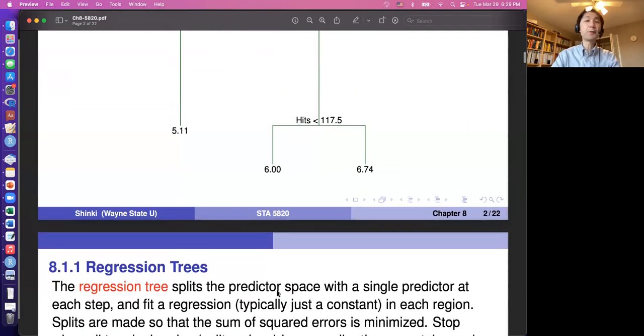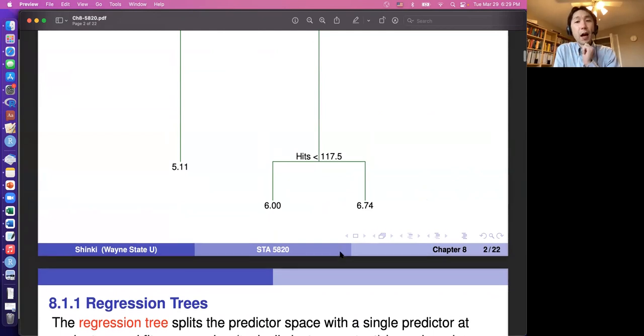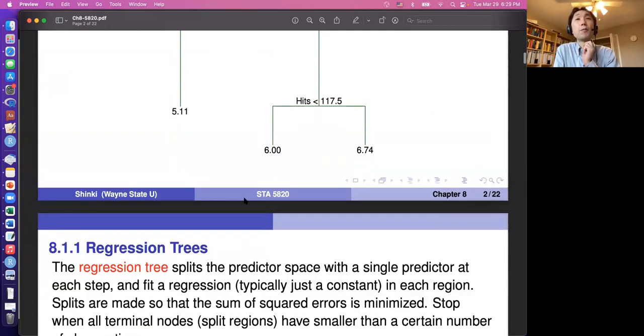So it's very intuitive, right? The years of experience is most important, and then the number of hits. And maybe after that, we may have the same variables. For example, number of hits is more than 117.5.